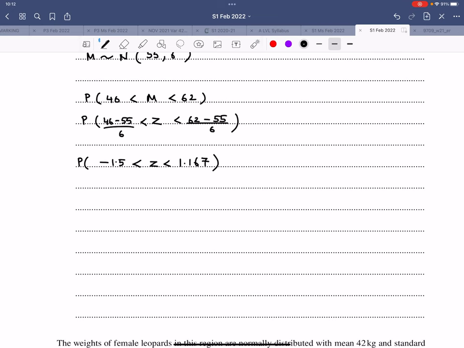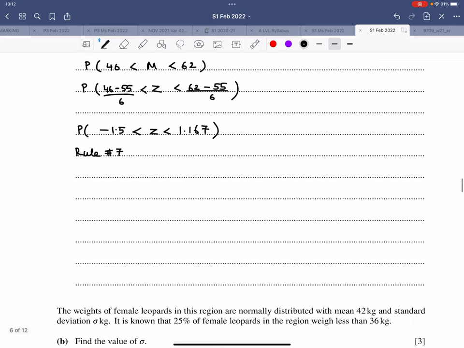Now, when I say rule number 7, that is what I've taught in my class. And we have developed our concept for sketches. But once the concepts are developed, we don't need sketches anymore. So therefore, this is phi of 1.5 plus phi of 1.167 and then minus 1. Read the table for the first one.